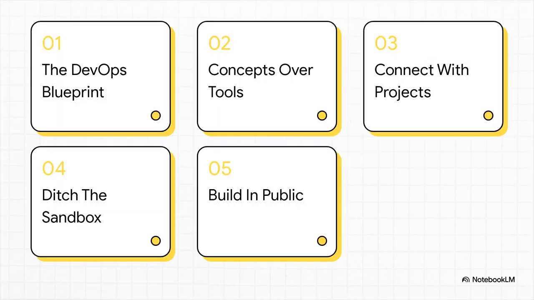Here's our roadmap for this explainer. First, we'll look at the DevOps blueprint. Second, concepts over shiny tools. Third, connect dots with projects. Fourth, ditch the safe sandbox. And finally, build and share publicly.